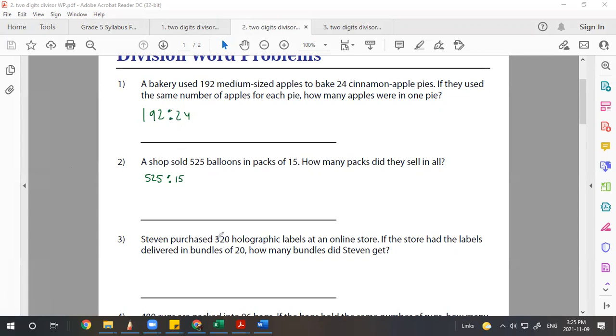Now, Steven purchased 320 holographic labels at an online store. If the store had the labels delivered in bundles of 20, so as simple as that. So for the rest, you can look at when to divide and when to multiply.